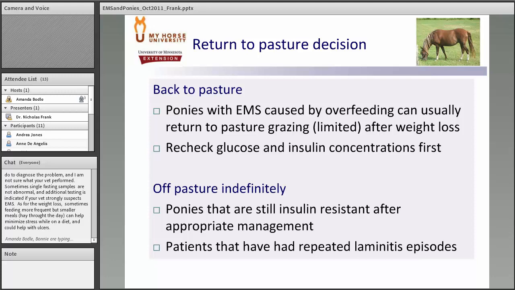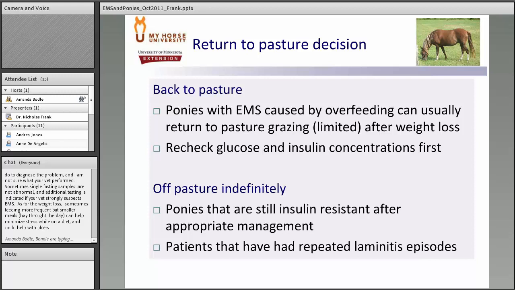The problem with this decision to send them back to pasture, though, is, of course, the genetics of that animal are still the same, and if we allow it to go back to exactly what it was doing before, there's a good chance it'll go back to being obese again. So we really have to think about giving it some access to pasture, but limiting the amount of calories. And also, as we do put it back on pasture, rechecking the situation to make sure that the animal's able to cope with those changes in the sugars and starches that it's likely to be eating.